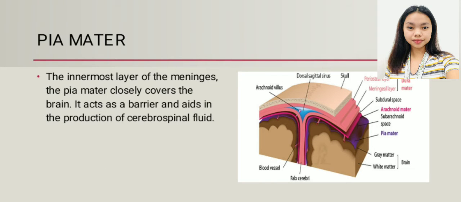Pia mater. It is the innermost layer of the meninges. The pia mater closely covers the brain. It acts as a barrier and aids in the production of cerebrospinal fluid.